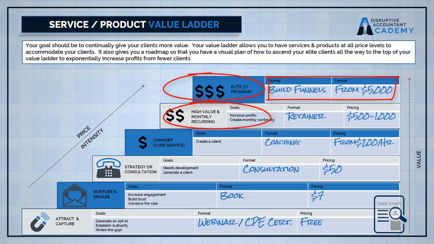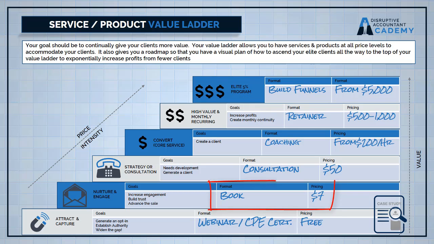So this gave me an opportunity to help people for as little as $7 by giving them a copy of my book, all the way through to where I was able to charge them thousands of dollars for actually helping them to implement an online sales funnel.